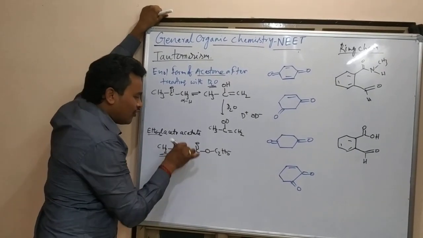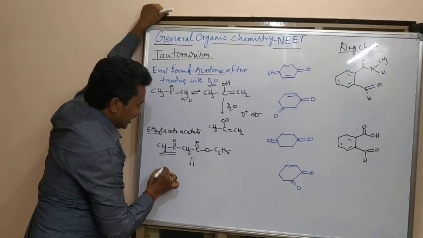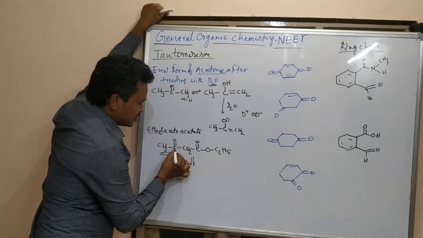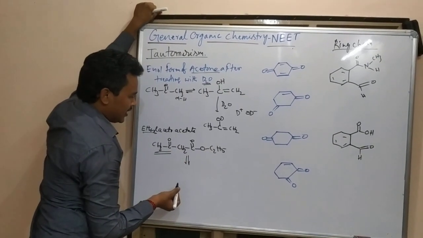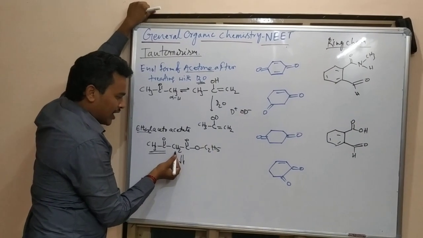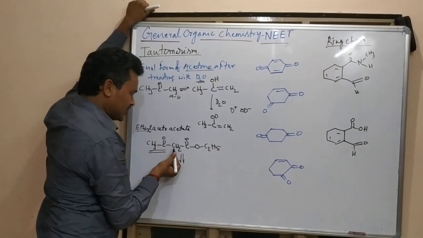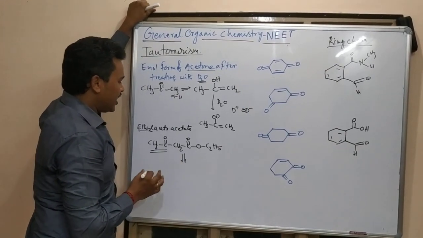Now the enol form of this. You have to write the enol form. Enol form means this one or this one; any one format we can write. This is the keto form. These are the alpha hydrogens. This is the keto form. These are the alpha hydrogens. Any one we can take.